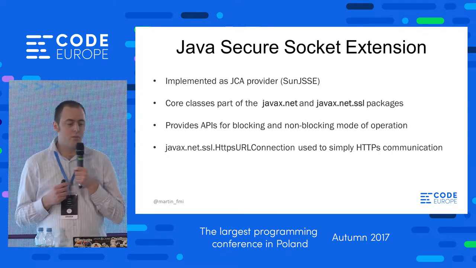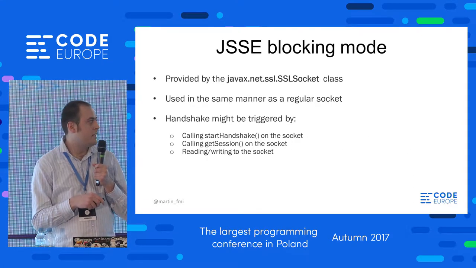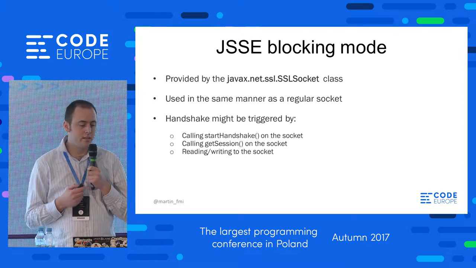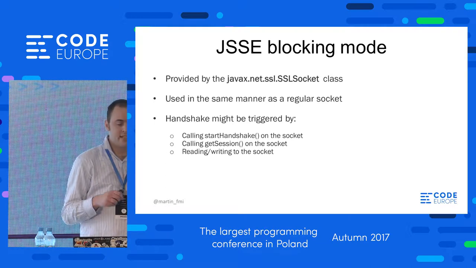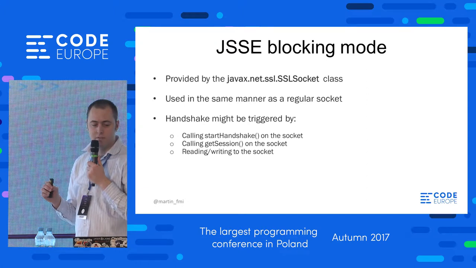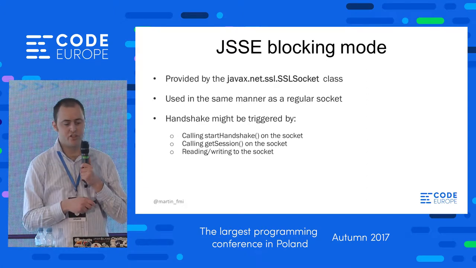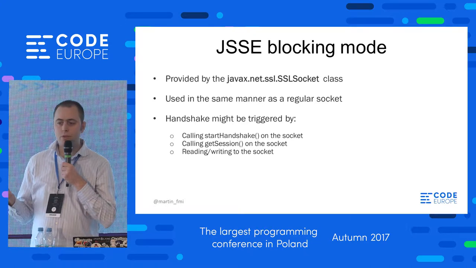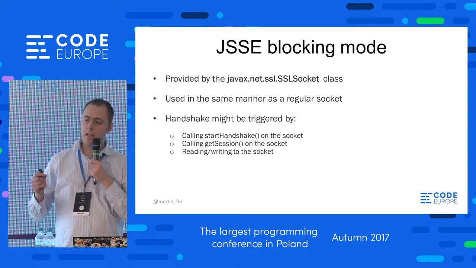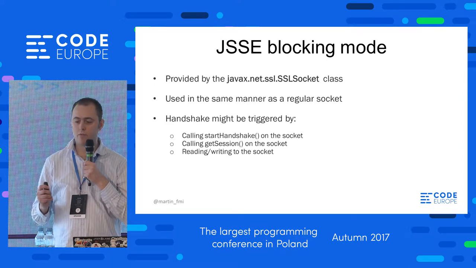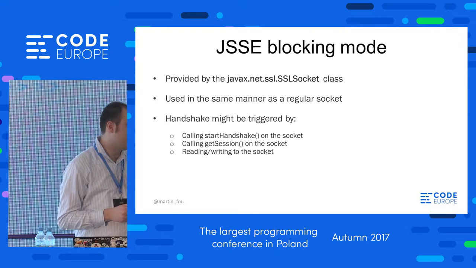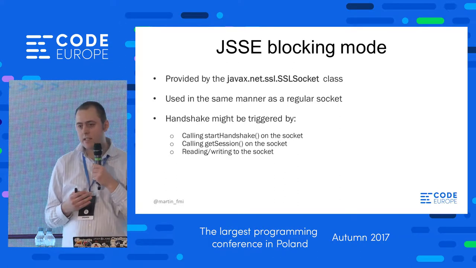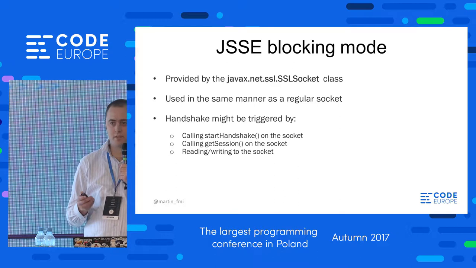Now, in terms of the blocking mode of the Java Secure Socket Extension, it's provided by the SSLSocket class API. As we already said, it can be used as a standard socket. And the handshake might be triggered at several steps when you establish the socket communication. First, the handshake might be triggered explicitly if you call the startHandshake method of the socket. This triggers the whole handshake process. Another way is by calling the getSession method to retrieve the current session between the client and the server socket. If a handshake hasn't been triggered, the getSession method triggers one for you. And the third way that the SSL handshake might be triggered is by trying to write to and read from the socket. If a handshake hasn't been established, then the read and write methods trigger the handshake process.